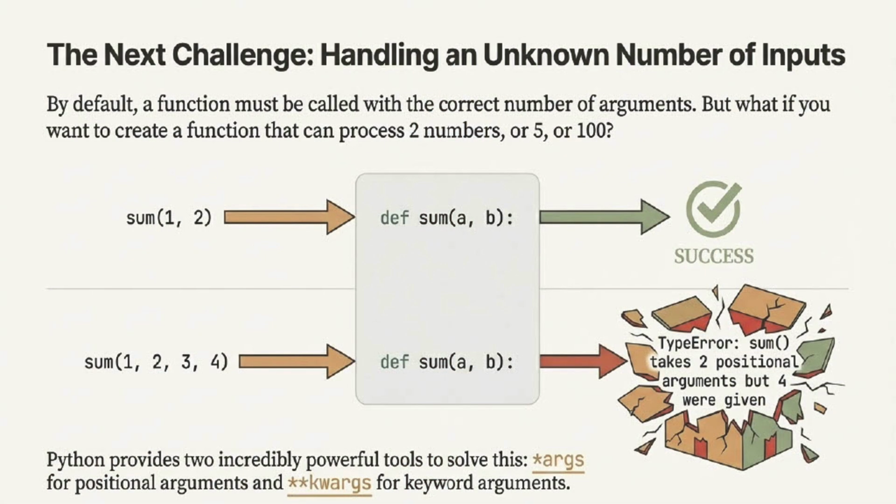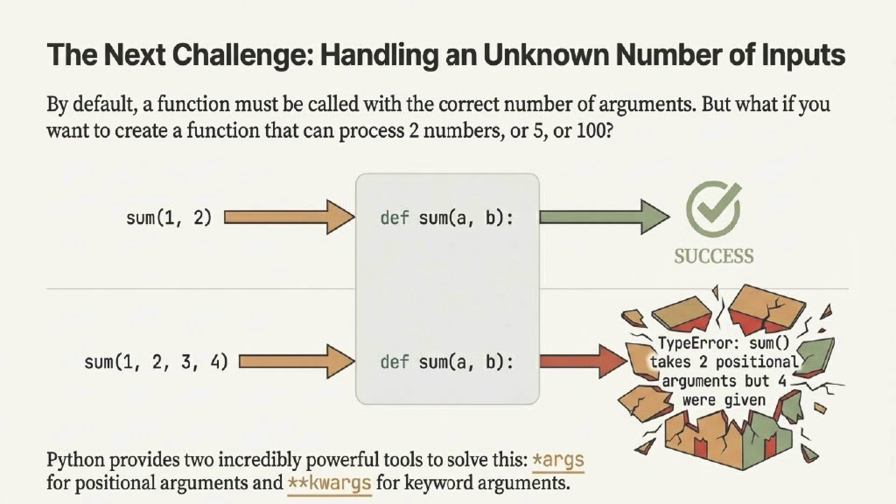By default, when we create a function in Python, we must call it with the exact number of arguments that the function expects. For example, if a function is defined to take two values, then we must pass only two values while calling it. For sum of 1, 2, this works perfectly because the function sum of a, b is designed to accept two arguments. So Python executes the function successfully and we get the correct result. This is why we see the success mark.